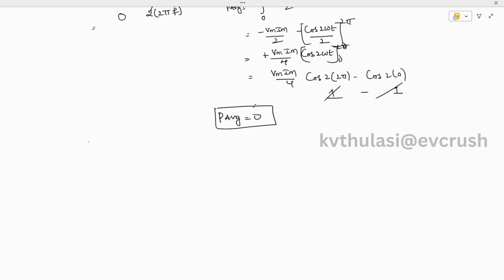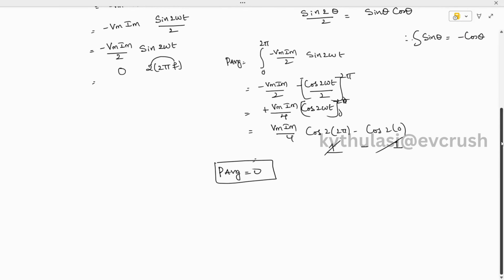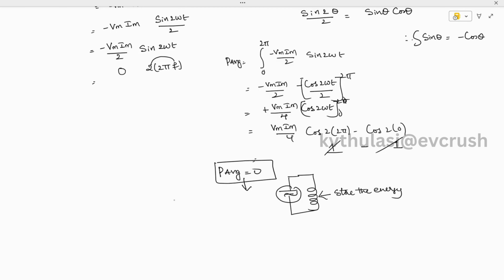The average power consumed over the positive cycle and negative cycle is 0, but it does handle energy. As soon as you give the supply, the inductor will try to store the energy. It stores the energy whenever the source is available, whether AC or DC supply, with the polarities of positive and negative.